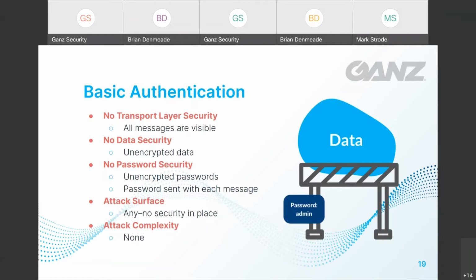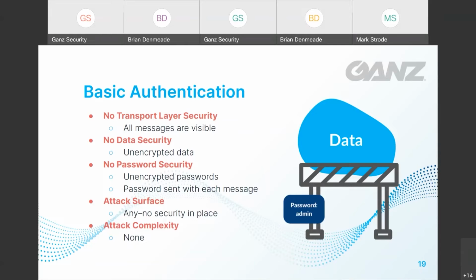There's no data security, meaning encryption of that data, making it difficult to view and see what that data is. There's no password security either, meaning that even if someone did cyber hygiene and changed the factory default password, there would also need to be encryption of the password. In this case, basic authentication means there's neither of those two. And passwords would use tokens, which is another layer, but not applied at the basic authentication level.